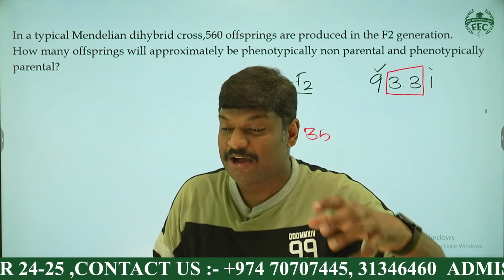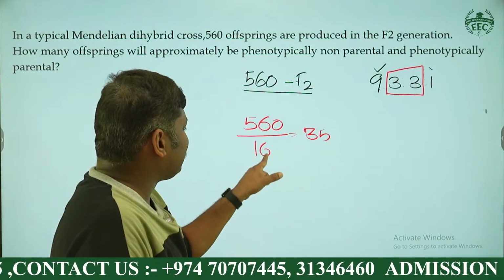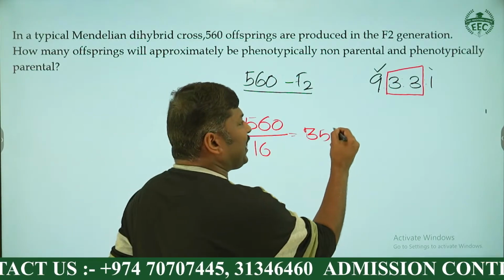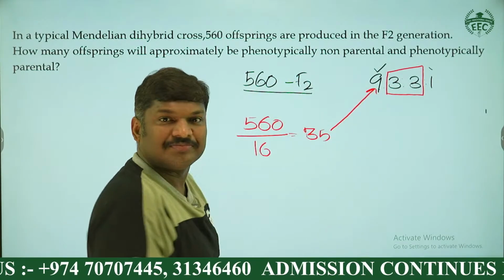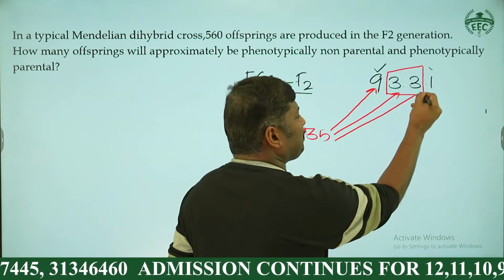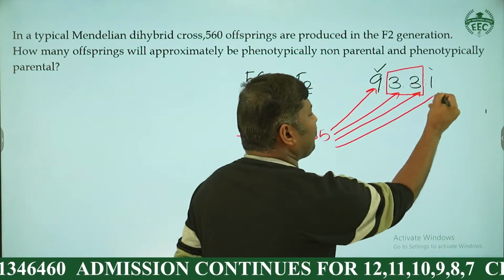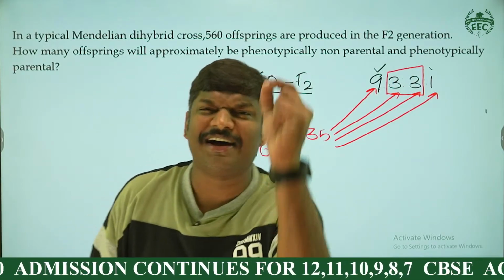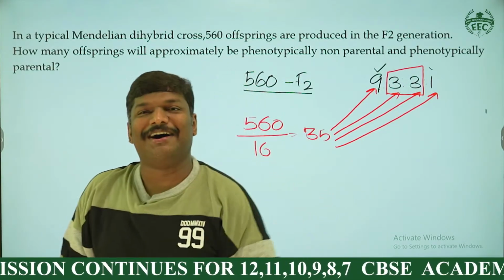And 35 is the answer of 560 divided by 30. And that 35 multiplied by 9, that 35 multiplied by 3, that 35 multiplied by this 3, and that 35 multiplied by this 1. That is the secret behind that value, my dear students.